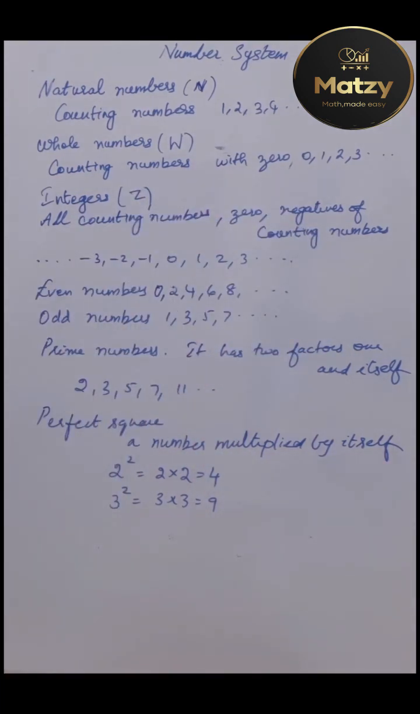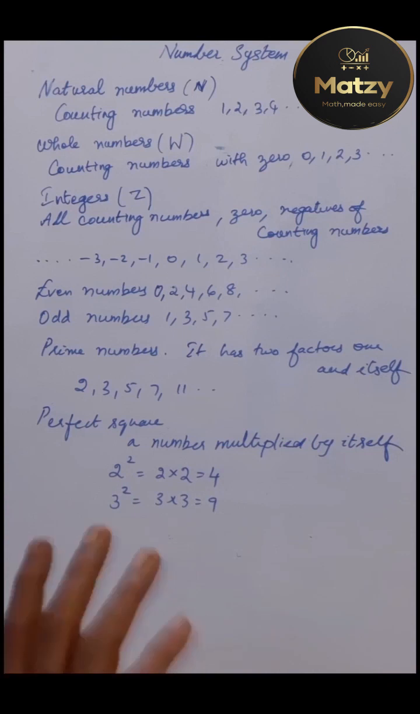Then prime numbers. A prime number has only two factors, the number and itself. It is divisible by itself. See, I am taking number 2. It is divisible by 1 and 2 only. Suppose you take number 4, it is divisible by 2 also. 4 you can write as 2 2s are 4. So 4 is not a prime number.